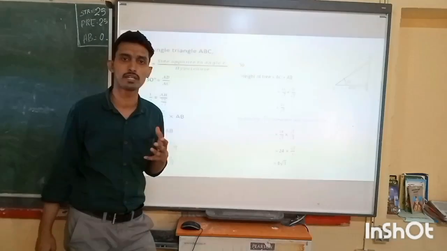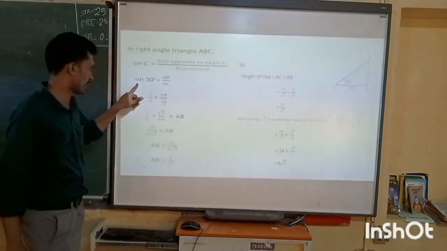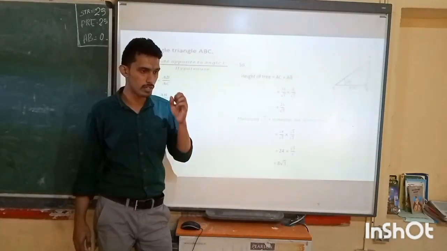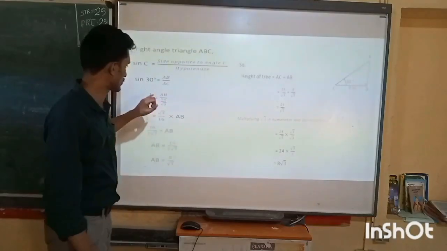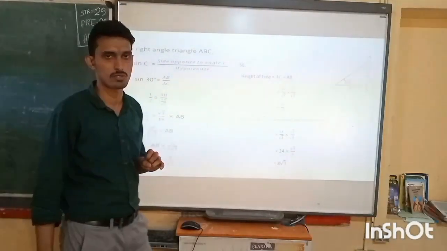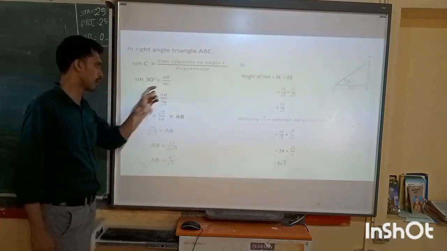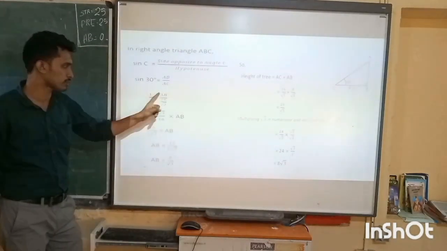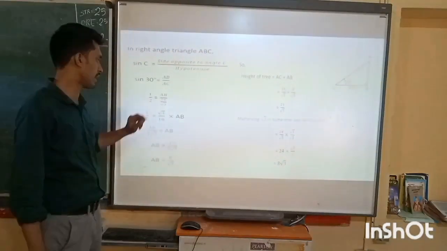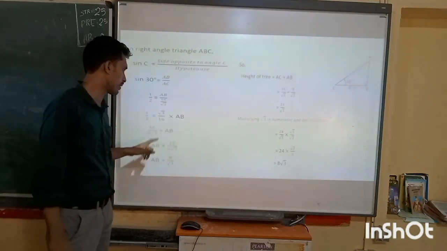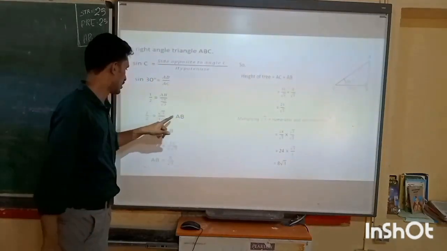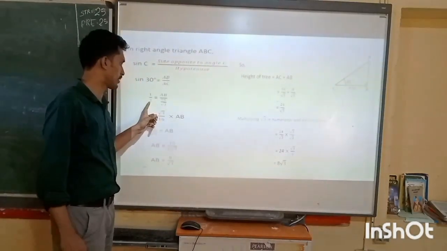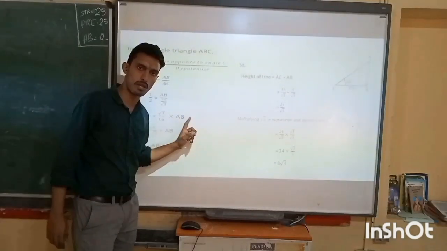How can we find AB by AC? As you know, sine 30 is 1 by 2. There are so many values, right, that we should remember. So here, in the case of sine 30, we are taking the value as 1 by 2. 1 by 2 equals AB by AC, AB by 16 by root 3. When we cross multiply, what will happen? 1 by 2 equals root 3 by 16 into AB, right?